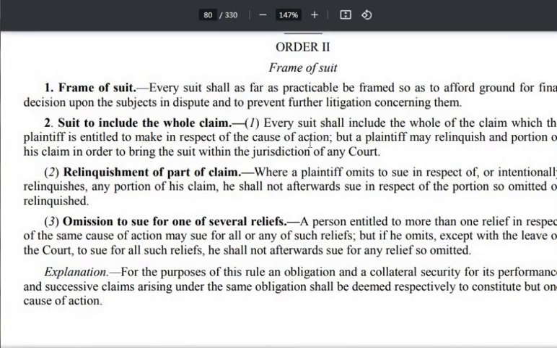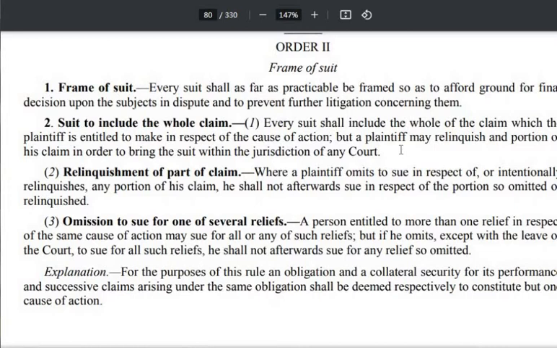So read Order 2 Rule 2. Every suit shall include the whole of the claim which the plaintiff is entitled to make in respect of the cause of action, but a plaintiff may relinquish any portion of his claim in order to bring the suit within the jurisdiction of any court.